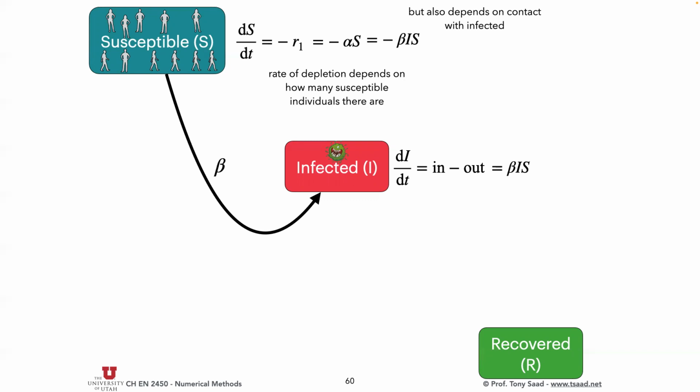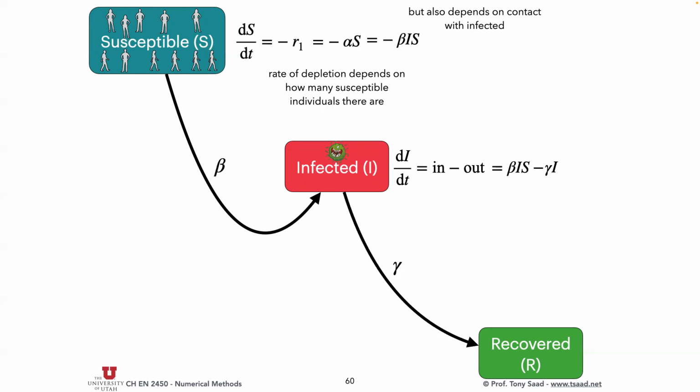Follow the arrow. But we also have some people leaving the infected to become recovered. Once you're infected, you have a fixed amount of time to be recovered. 2 weeks for COVID, 2 days with the flu, 3 weeks with a bad cold, right? So that rate depends strictly on a property of the virus, which we're going to call gamma. That's the rate of change of infected leaving the infected compartment and becoming recovered, and that is simply minus gamma I.